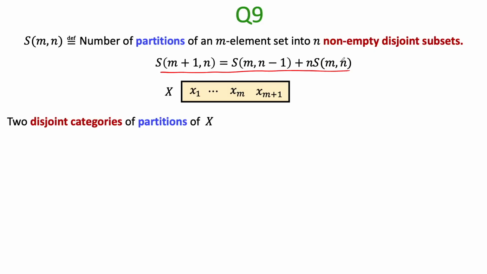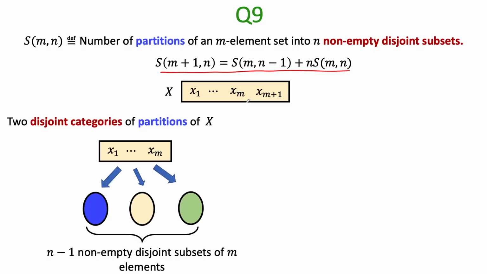My claim is, whatever way you divide this set X into n pairwise non-empty disjoint subsets, the division can be of one of the following two categories. Category 1 division, where the first m elements in the set X are divided into n minus 1 pairwise non-empty disjoint subsets, and the last element, x of m plus 1, is occupying a solitary position in a single subset. Okay, so like that you now have a total of n subsets.